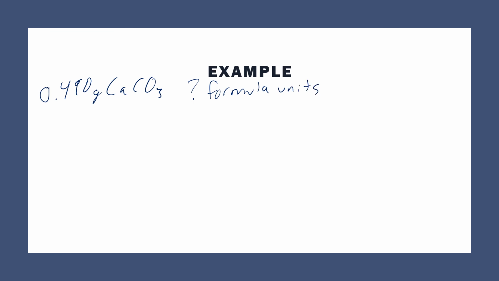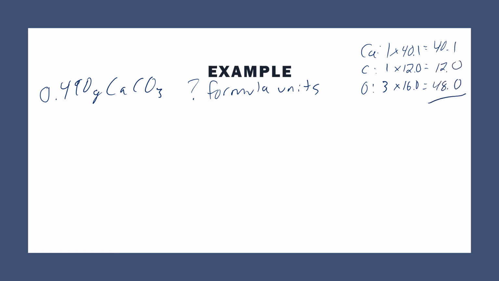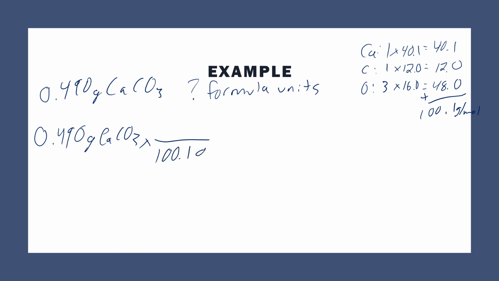So our first step is to always find the molar mass. Calcium, there's one of those in the compound. Carbon, there's 1, and oxygen, there's 3. Calcium's mass from the periodic table is 40.1, carbon's is 12, oxygen's is 16, and remember I'm rounding a little bit. So 40.1, 12.0, and 48, and then you add it together to get the overall molar mass, grams per mole. Now from there, we can change grams to moles. 0.490 grams of calcium carbonate. We can use the 100.1 grams on the bottom, that way grams cancel.